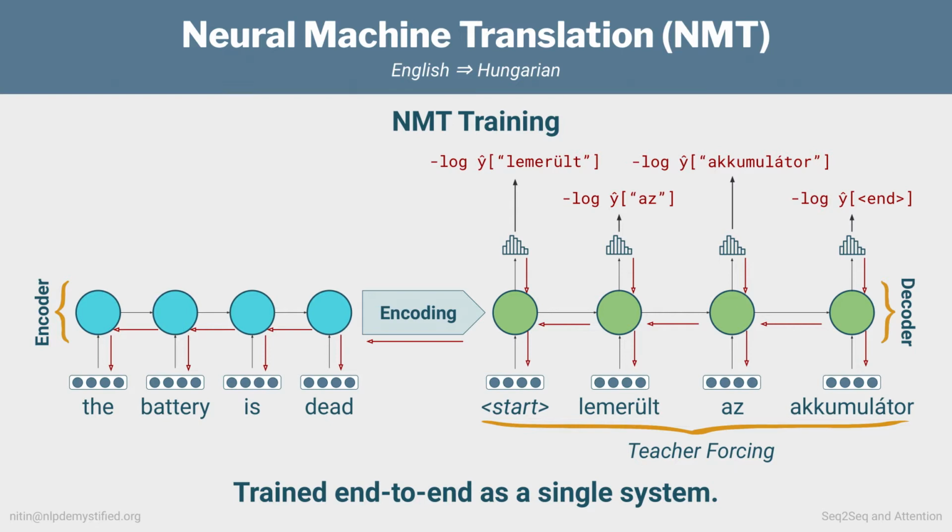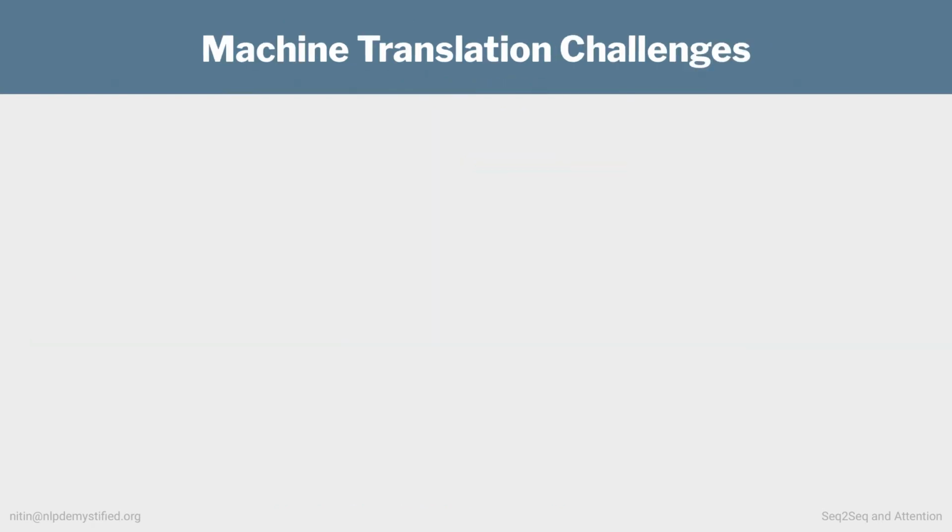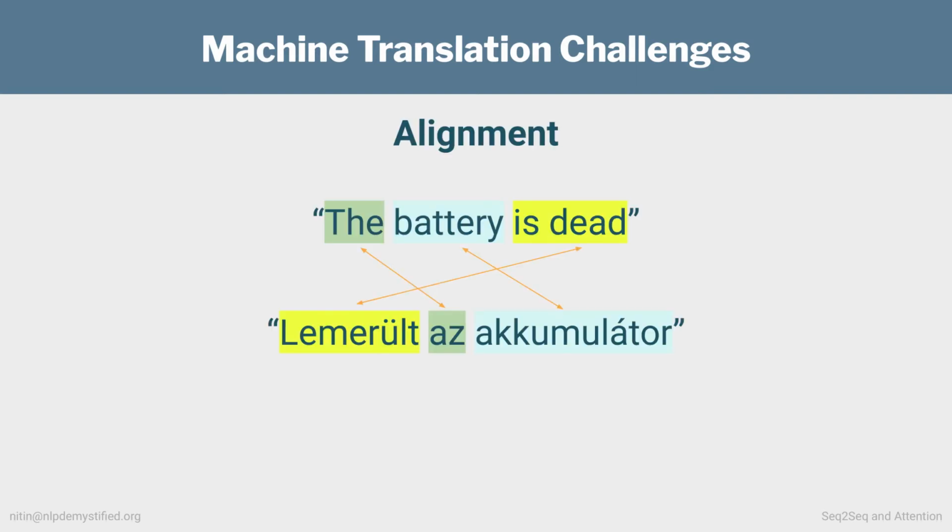For example, the encoder can encode a question and pass that off to a decoder. The decoder's job then is to generate a target answer to that question. But continuing on translation for now, there are interesting challenges the Seq2Seq model has to solve to create effective translations. One is the challenge of alignment, which is the word-to-word correspondence between the source language and the target language. Here we see the words the and battery are each aligned to one word in Hungarian, but the two-word phrase is dead is aligned to one word, and it can go both ways.